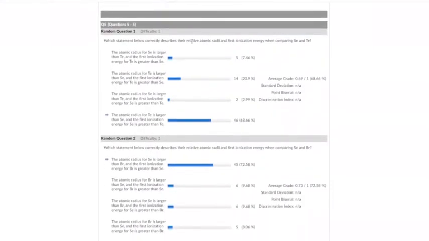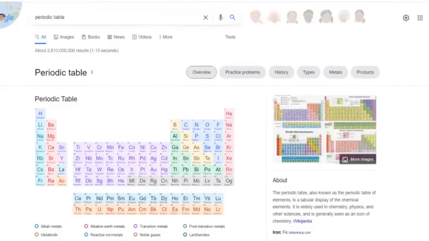All right, which statement below correctly describes their relative atomic radii and first ionization energy when comparing selenium with tellurium? Again, to do this, we need to compare. We need to go to the periodic table and locate selenium and tellurium. So here's selenium, and then here's tellurium.